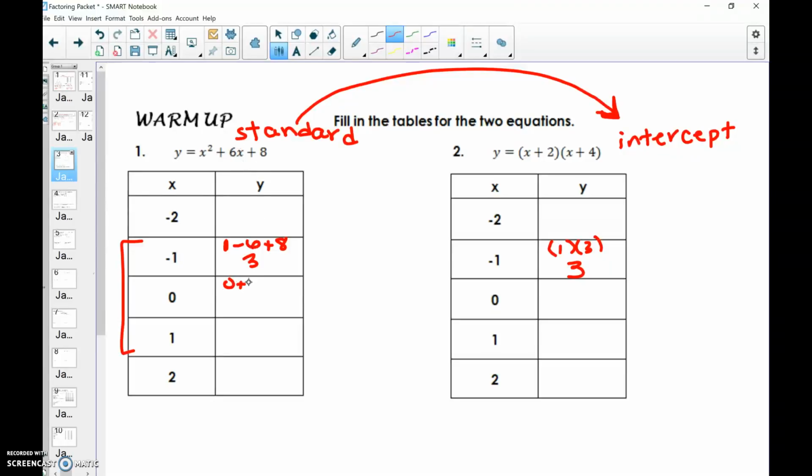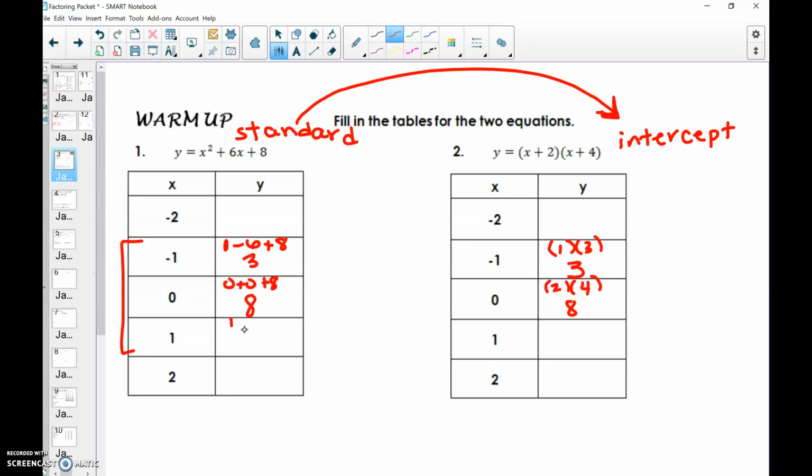6 times 0 is 0, plus 8, it's just a regular 8. And then again, same thing here. 0 plus 2 is 2. Plug in 0 for x. 0 plus 4 is 4. And I get 8.